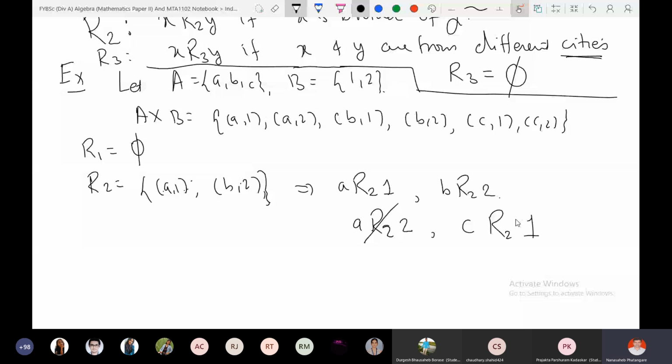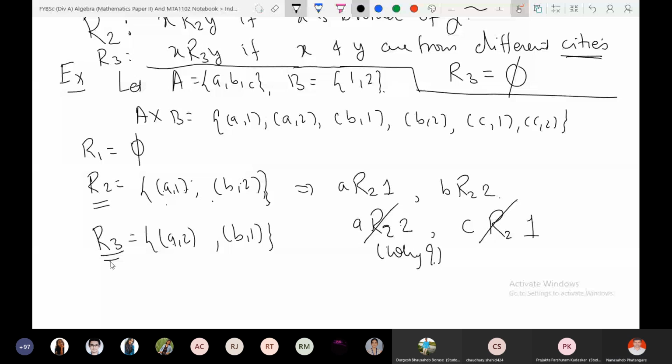That is the meaning. Why? Because the pair is not available in R2, that means with respect to this particular relation, A and 2 are not related, right? But if I take another relation, (A,2), (B,1), then with respect to this new relation, A is related to 2. You can have different relations on the same sets. So if some pair is not in one relation, it may appear in another relation.